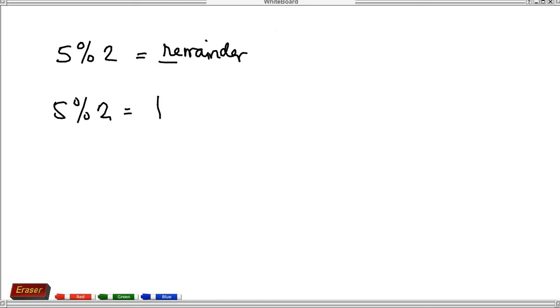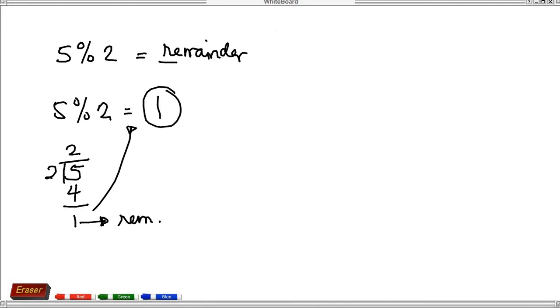So what you're going to do with modulus, first you're going to divide 5 by 2. This will be 2. That will be 4. And that is 1. So 1 now is the remainder. So this is now the result. So therefore, when you say 5 modulus of 2, the result is 1. So that is now the modulus.